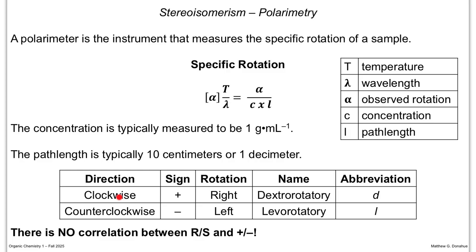So if the light tilts clockwise, it gets the plus sign. It's called dextrorotatory and given that small d abbreviation. If it goes the opposite way, it's negative. That's levorotatory, or L. And I need to stress this: there's no correlation between what you figure out as R or S and what you measure. So that has to be measured for each compound. Then you can go back and fill out the complete name.